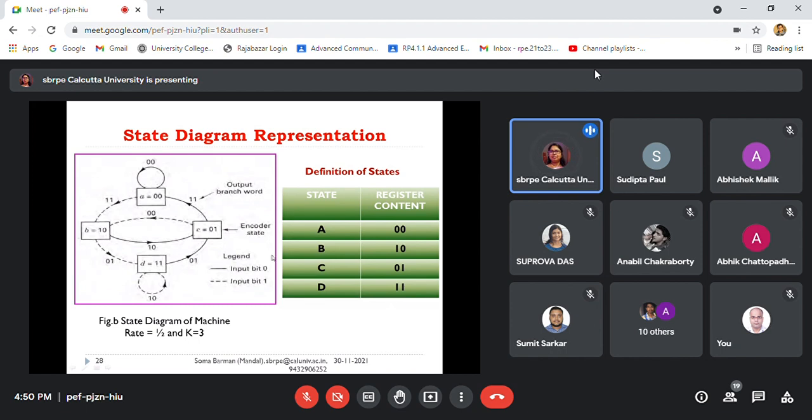Now this shows the U1 and U2. So 1, 1, this 1, 1, 1, 0, 1. These are your U1 and U2.